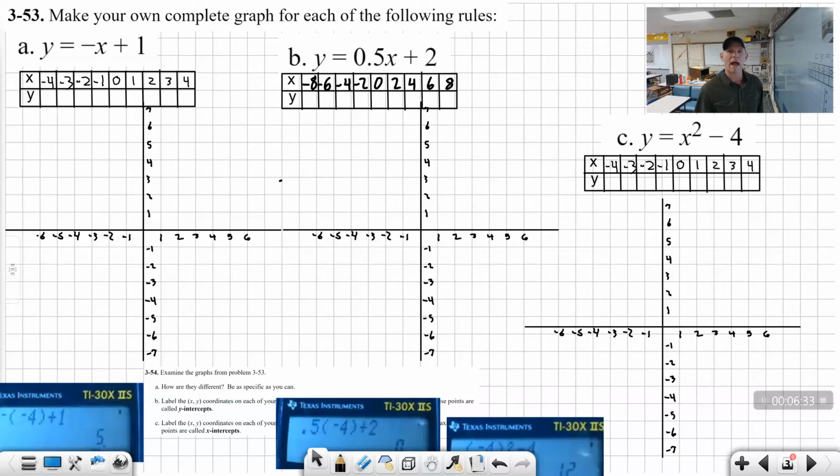Okay, now these graphs all need to be scaled. Your papers are all blank. So go ahead and scale your graphs. 1, 2, 3, 4, 5. 1, 2, 3, 4, 5. -1, -2, -3, -4, -5. You need to count them.